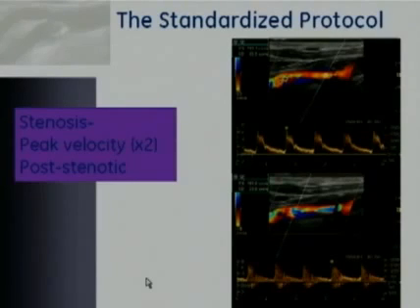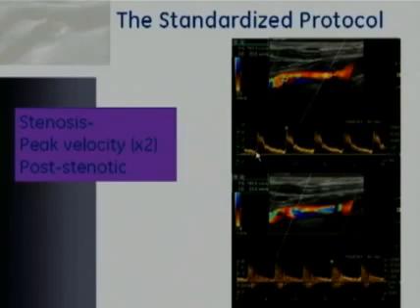How do we alter or change our protocol in those cases? Well, whenever I have high velocities, I want to make sure that I have confidence in the velocity value that I'm getting. So I take 2 or 3 samples until I really have confidence that this is a reproducible velocity. At that point, I take a reading there, and then I'm going to move further distal, just a short distance, to document the post-stenotic turbulence. And you can see that in these images right here.